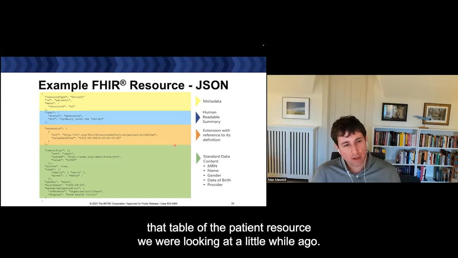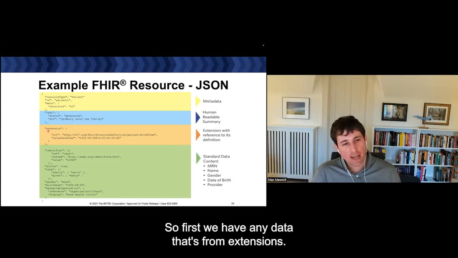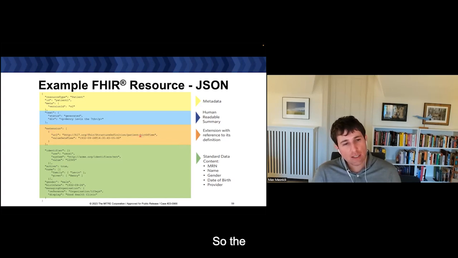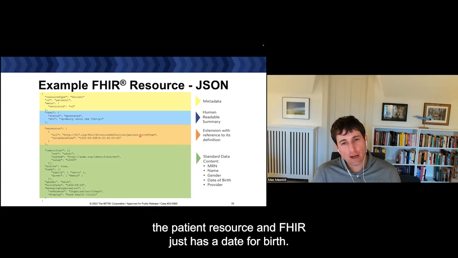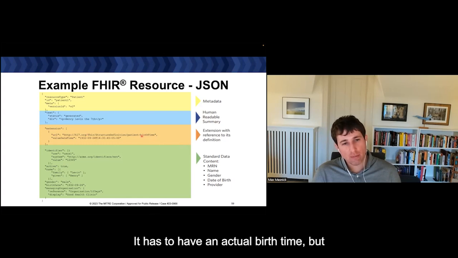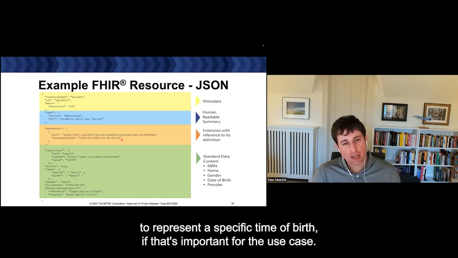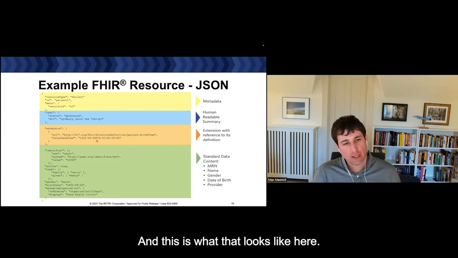Now we get into the data from that table of the patient resource we were looking at a little while ago. So first we have any data that's from extensions. In this case here, we have a patient birth time extension. So the patient resource in FHIR just has a date for birth. It doesn't have an actual birth time, but HL7 provides an extension to represent a specific time of birth if that's important for your use case. And this is what that looks like here.